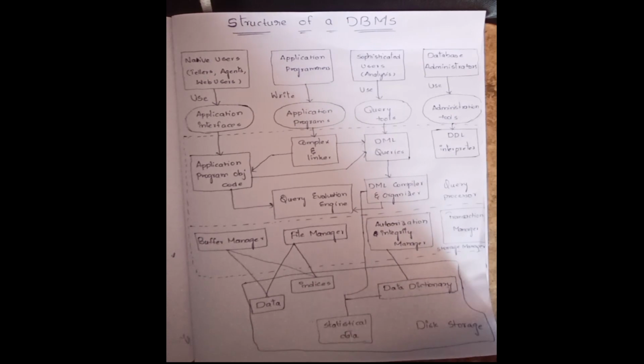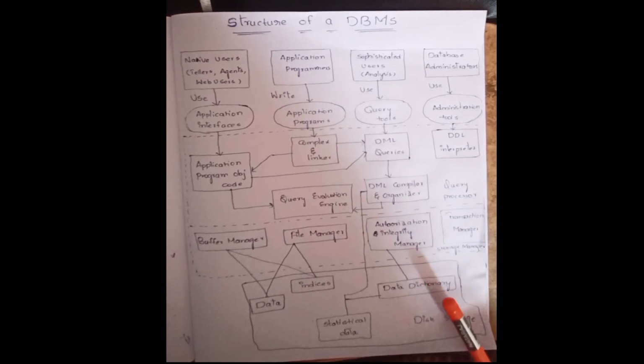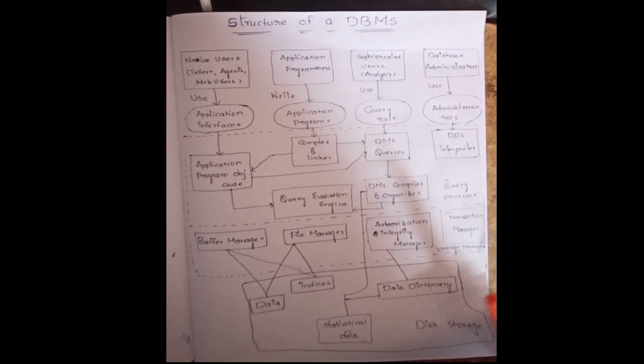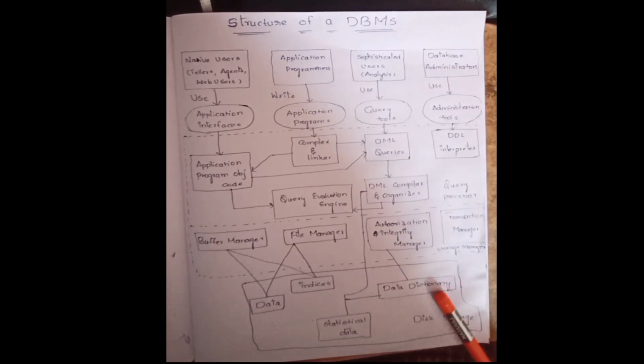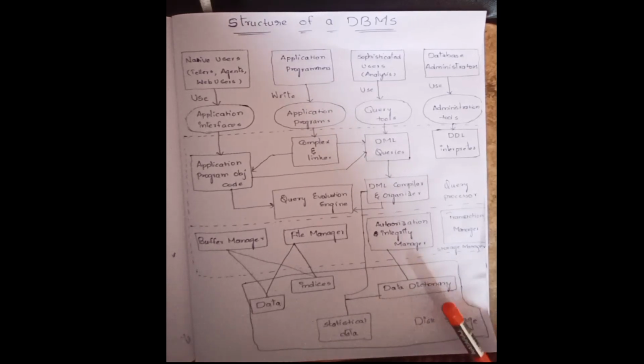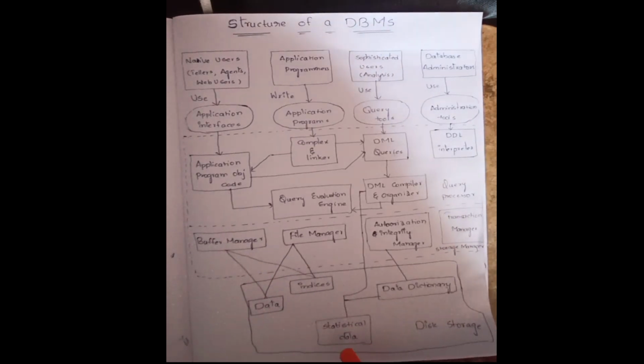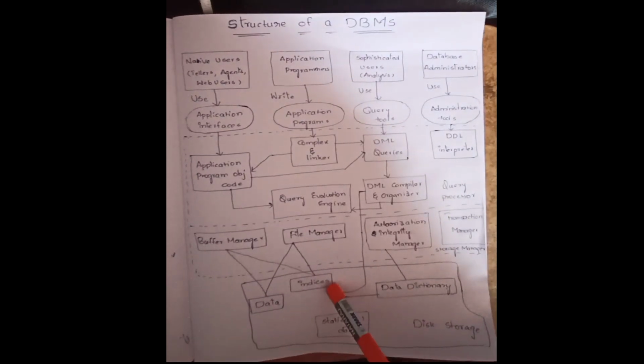And coming to the next one, which is the data dictionary. We have already seen metadata, that is, data about other data that is stored. So this metadata info is stored by the data dictionary. And coming to the third one, that is the data structure, which is indices.